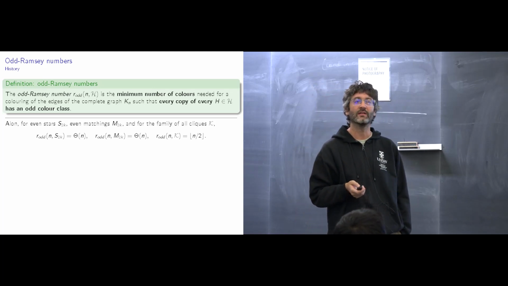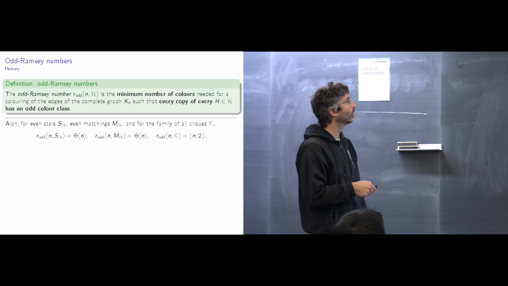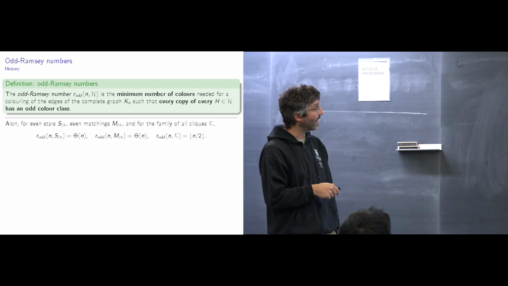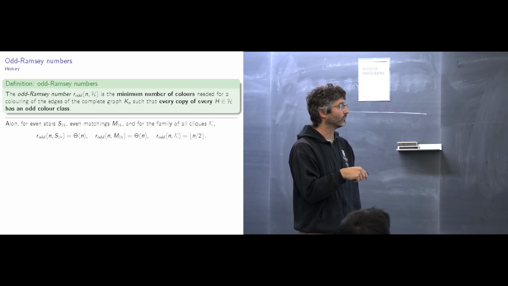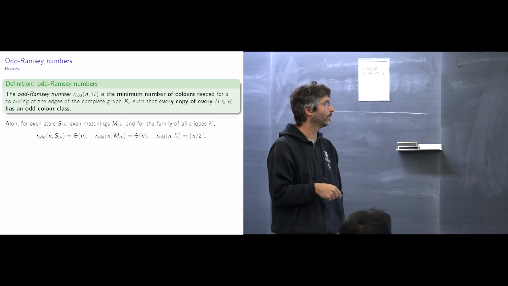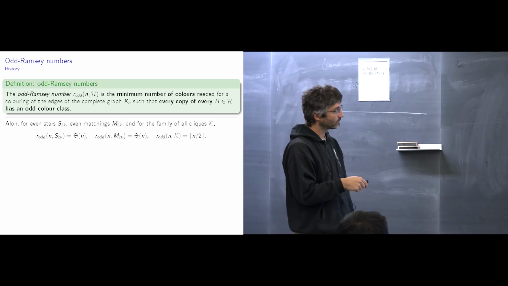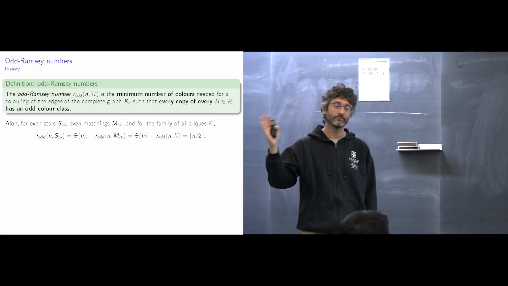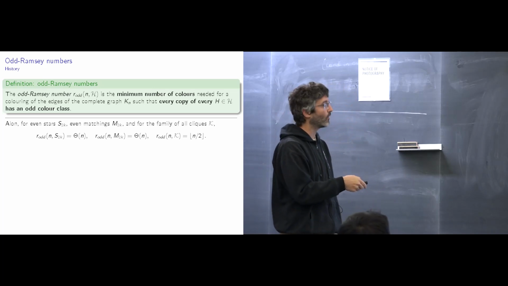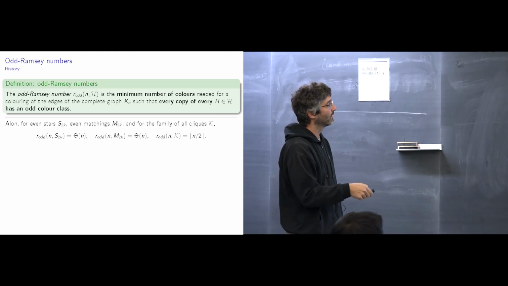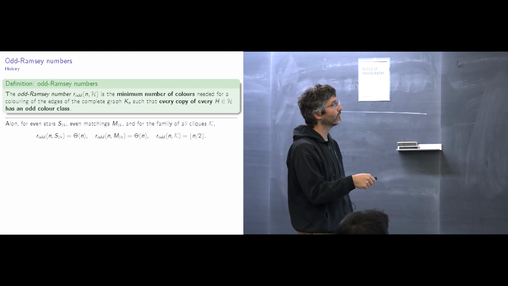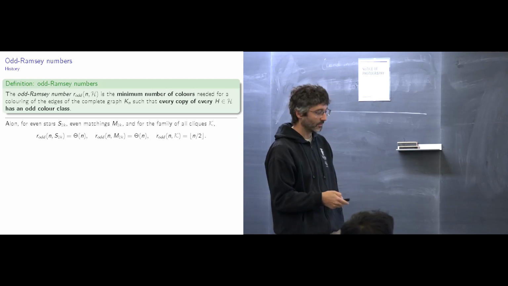looking at some easy case maybe, and he solved the value of that parameter when H is a star, so one vertex with all possible edges around it, on 2k vertices, an even matching, which is just like isolated edges, and a family of all complete graphs, or all cliques K. And he solved, asymptotically at least, the value of the Odd-Ramsey number for these parameters.